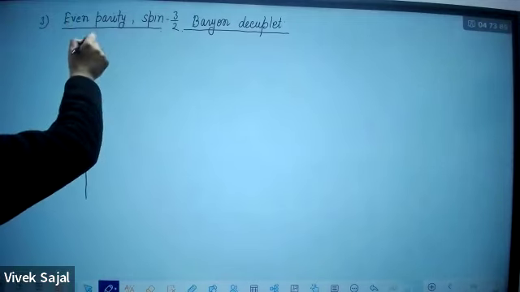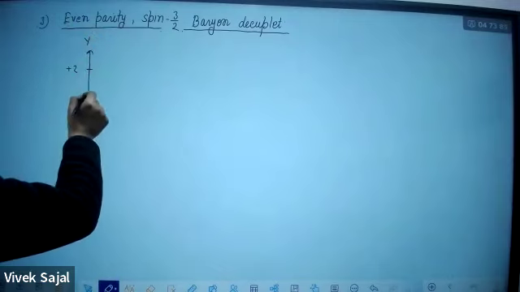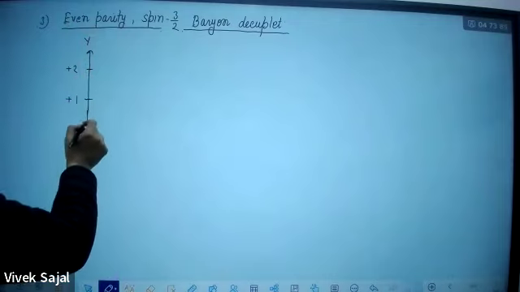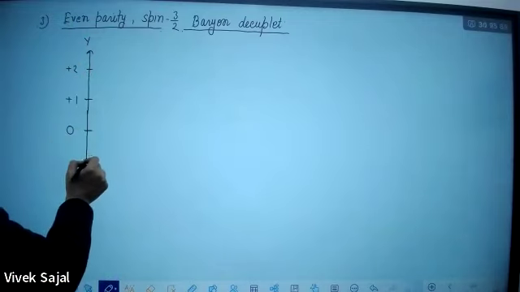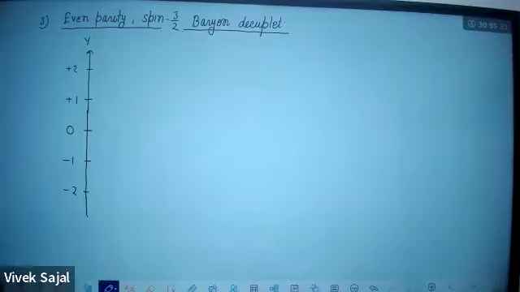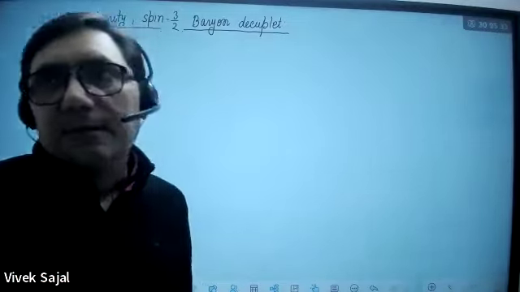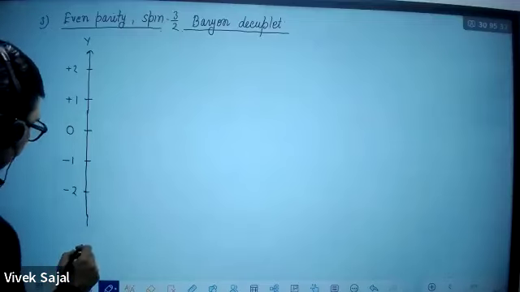So this will be the Y number here. I'm writing +2 here, and this will be +1, this will be 0, -1, -2. What is written here after baryon? Decouplet? Decouplet. Correct. Okay, sir. Decouplet. And then here you have I3.